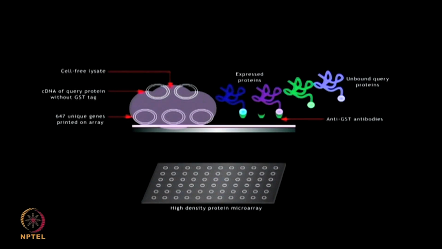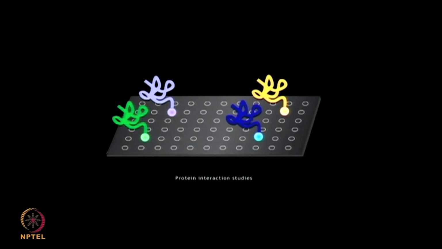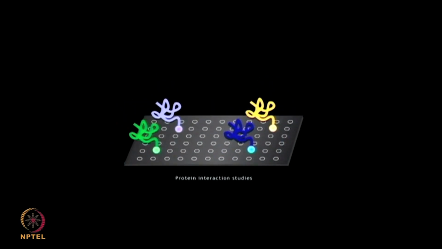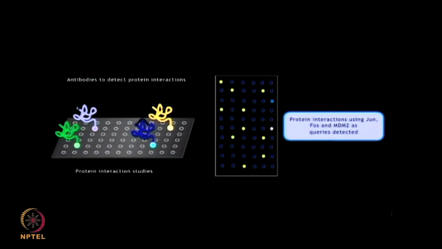cDNA of the query protein was also added to the same mixture, such that the query was co-expressed, but remained unbound due to the lack of a tag capturing agent. These protein microarrays were then probed with antibodies specific to the query proteins. Authors detected various protein interactions using well known query proteins such as Jun, FOS and MDM2.